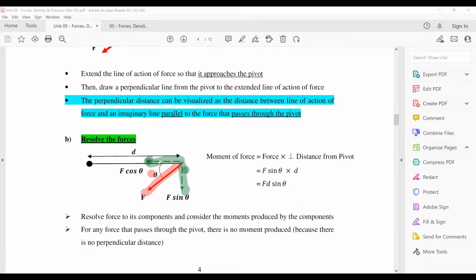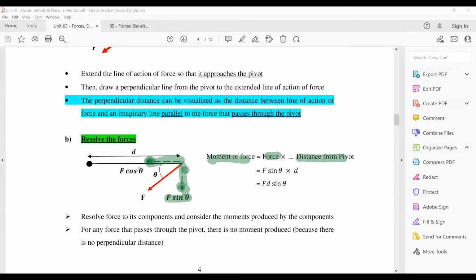Now this one is adjacent to the angle, so it's F cos theta. This one, if I were to shift it here so that it completes the triangle, is opposite to the angle, so it's going to be F sin theta. Okay. So what you then do is use the same formula. Moment is equal to force times perpendicular distance to the pivot. But this time, although there are two forces, you really only need to consider one force for the moment calculation.